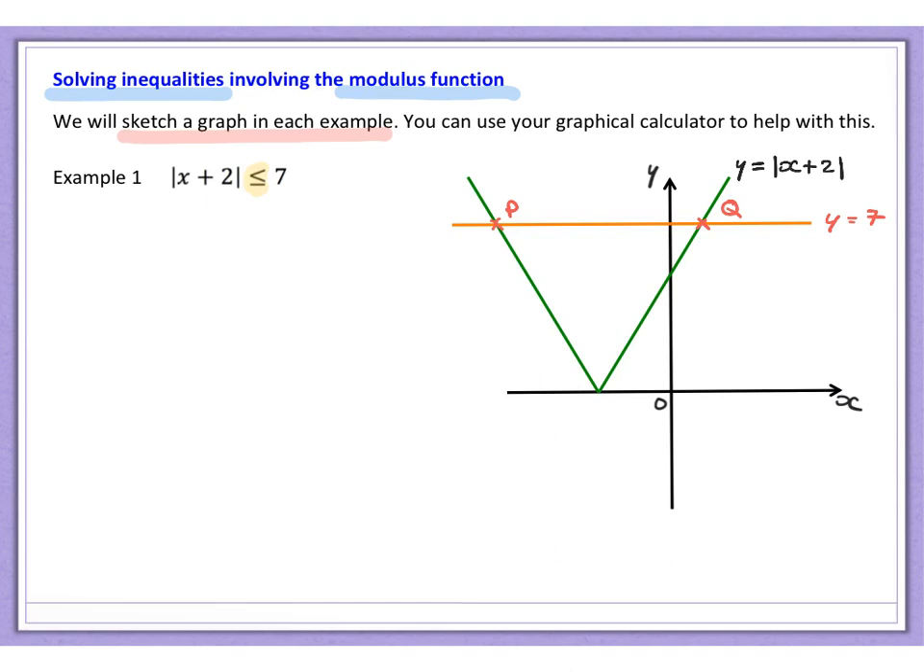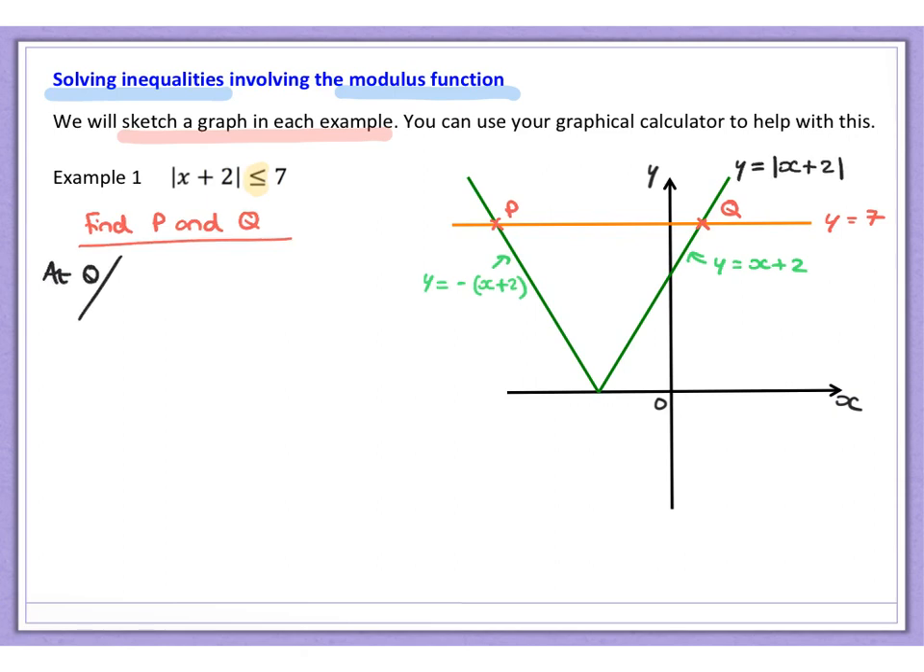And it's useful for us to know the equations of each wing or each portion of the graph. Now, this portion of the graph is the line y equals x plus 2, and this portion of the modulus graph is part of the line y equals negative bracket x plus 2. Now, in order to solve the inequality, we need to know the x coordinates of P and Q. So that's the first thing we're going to do. We're going to find P and Q, solving equations in order to do so.